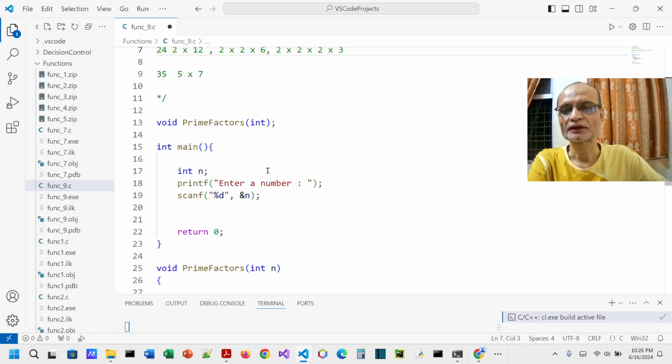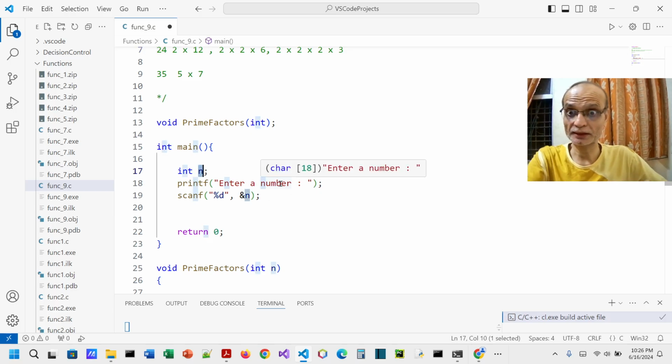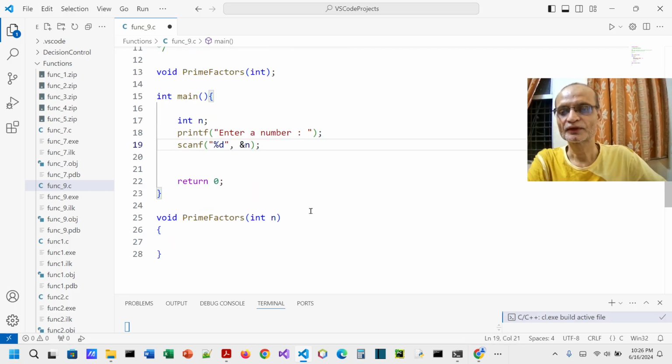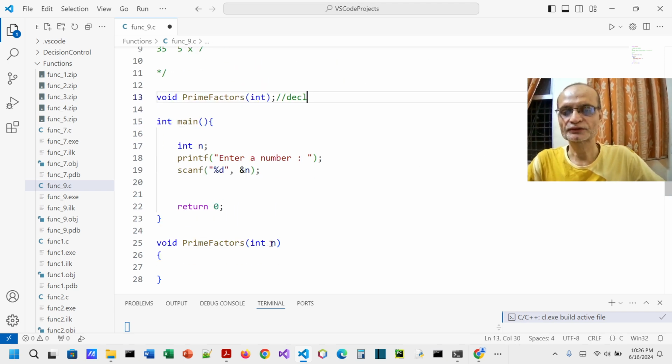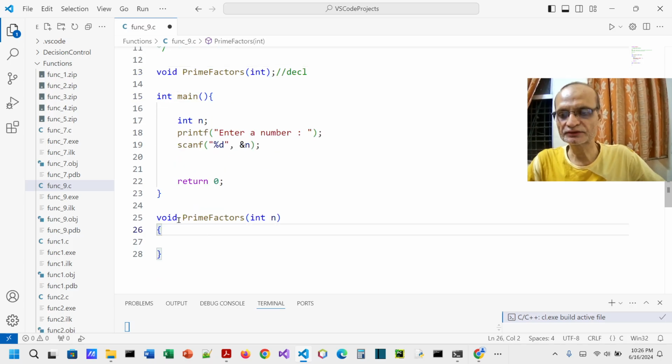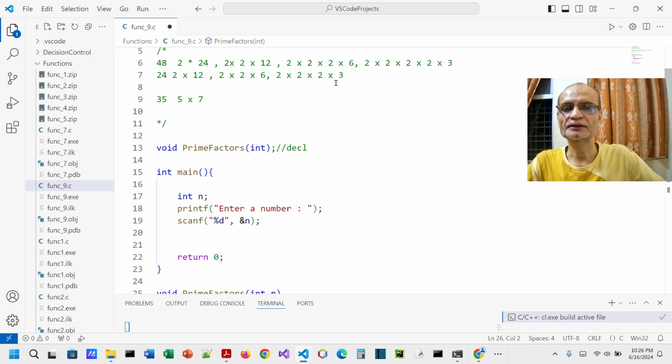As I mentioned earlier, this is a number n. I want the user to enter that particular number, so we will do scanf, and then we need to write a function prime factors. For that I have done the declaration, and it's going to take only one number, the input number, that we are going to pass. This function should print all the prime factors which you will obtain by a particular algorithm or code. Now we need to develop this algorithm.